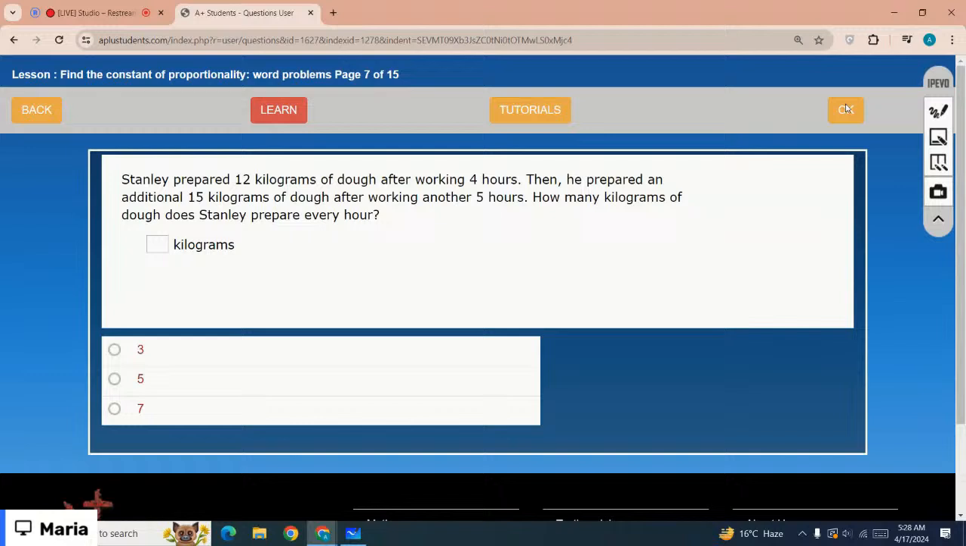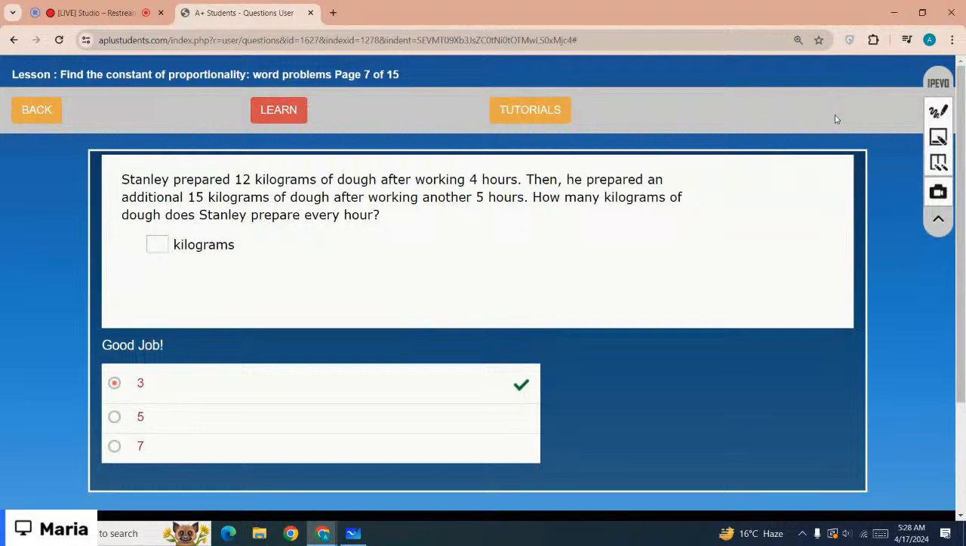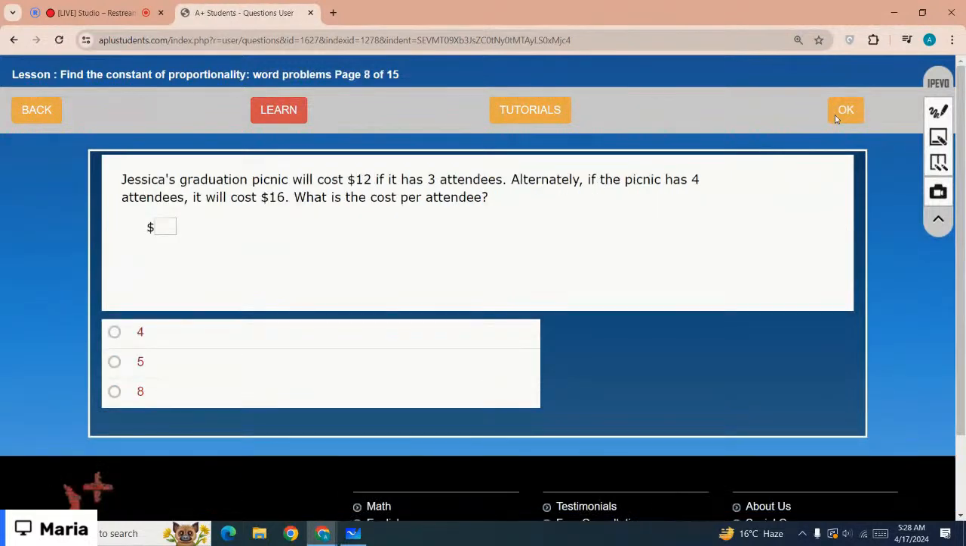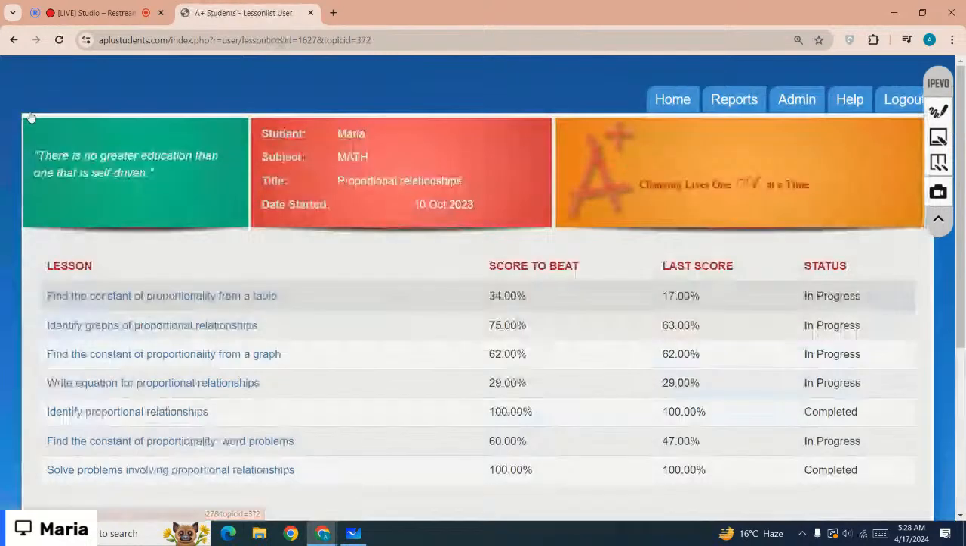3 kilograms, right? The constant of variation is 3 kilograms. Okay, you can complete the lesson by yourself later today. Let me just move on to the next lesson. The next lesson is the last lesson from the chapter, and that is solve problems involving proportional relationships.